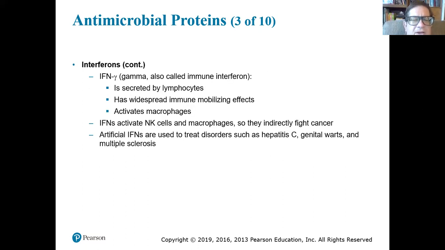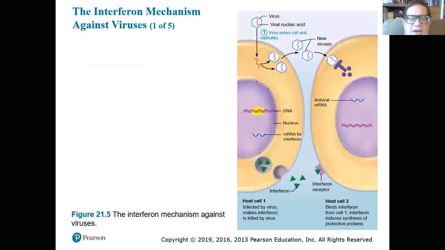Gamma is also called immune interferon, and this one is made by lymphocytes. It wakes up lots and lots of things. It activates macrophages. Interferons can wake up the natural killer cells and the macrophages, so they can indirectly be used to fight cancer. We've talked about that before. Artificial interferons are used to treat hepatitis, genital warts, and multiple sclerosis. So we can make our own.